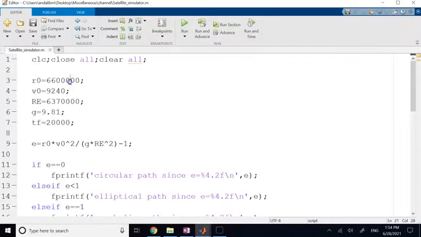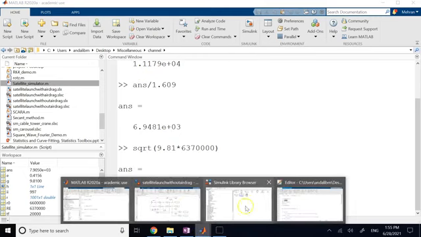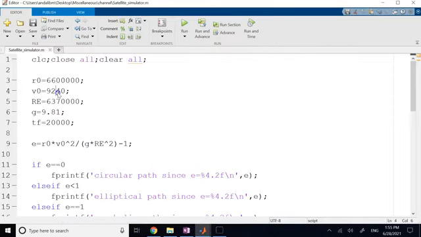Okay, which is between the escape velocity of 11 kilometers per second and that divided by square root 2. Remember, this is the escape velocity. The circular orbit velocity is 7.9 kilometers per second. 11.2 is escape, 7.9 is circular. So here this number is between those two, 9.2 kilometers per second, so I expect an elliptic orbit.